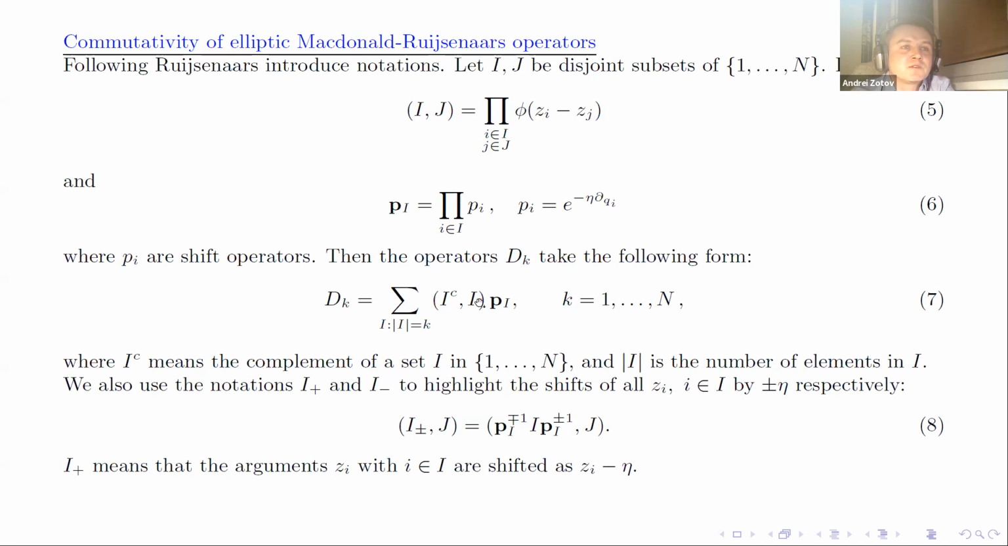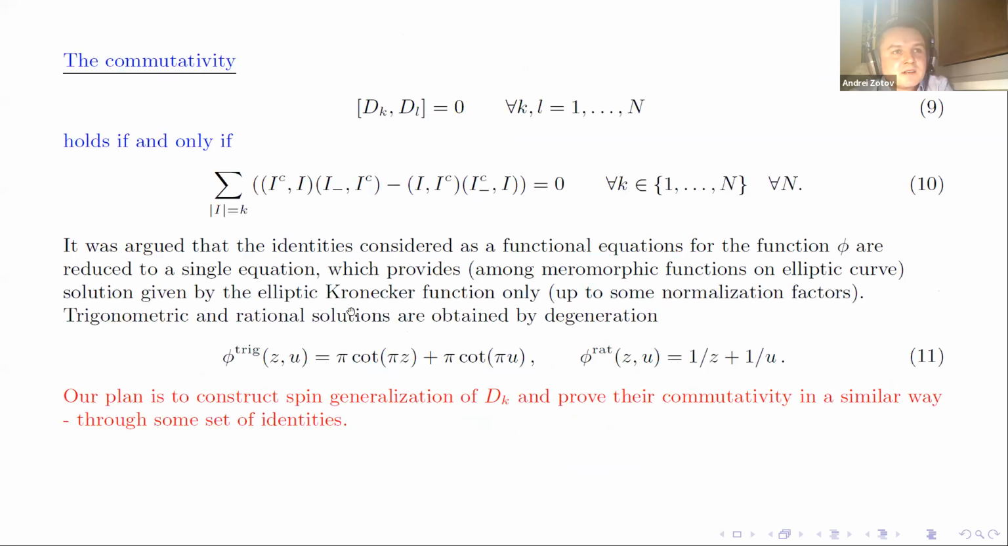So this is just the product of functions, and this is the product of shift operators. We also introduce the same notation with plus minus, which means that the corresponding indices are shifted. For example, I plus means that all variables in I are shifted by minus eta, and I minus means that they are shifted by plus eta. So then, in his original paper, Ruijsenaars showed that the commutativity of operators holds if and only if the following set of identities hold true.